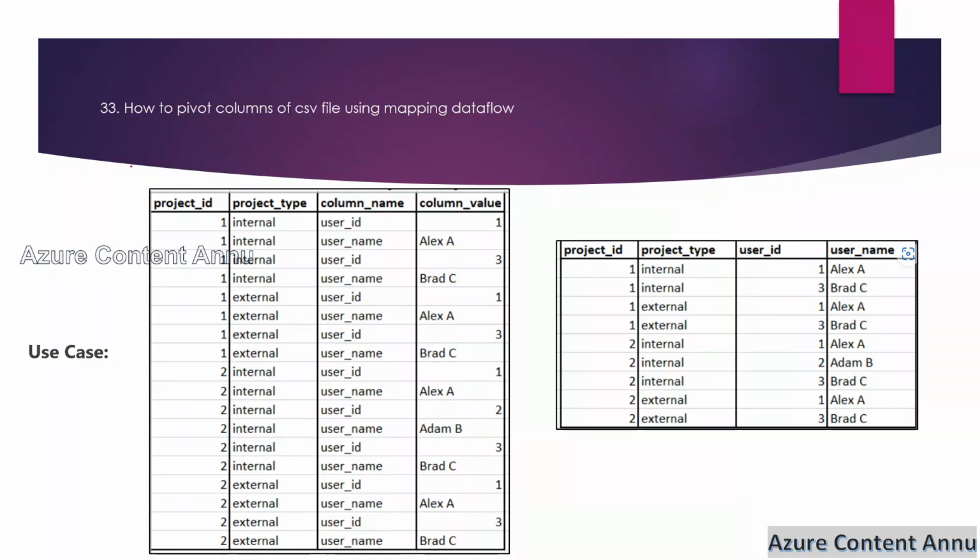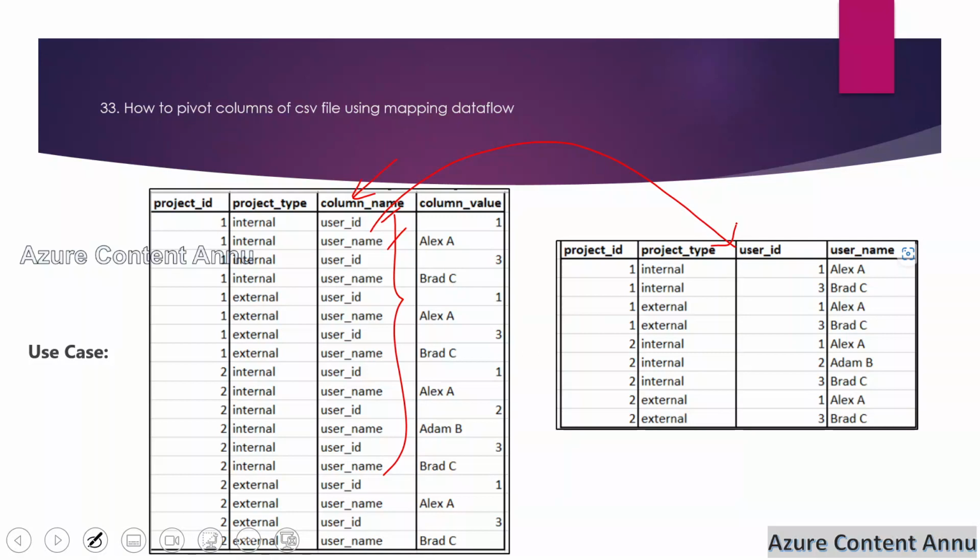Here you can see this is our input dataset where we have 4 columns: project ID, project type, column name and column value. Our requirement is we need to pivot these values into column names, which means if you see the distinct values present in this column, it is user ID and username. So these values should be converted into column names themselves.